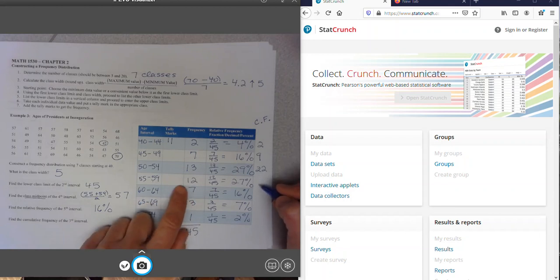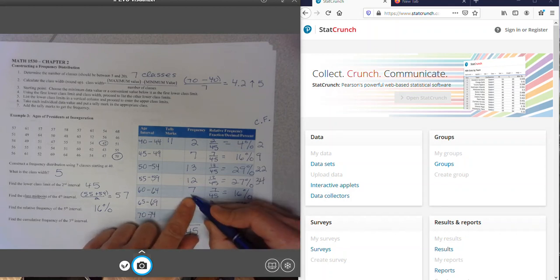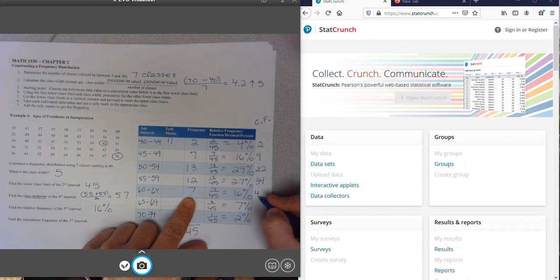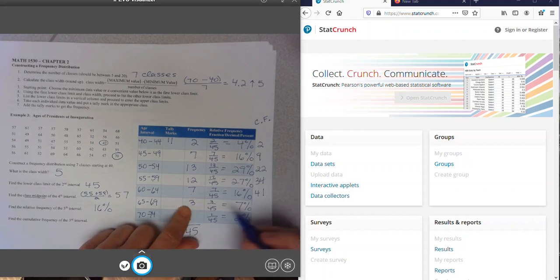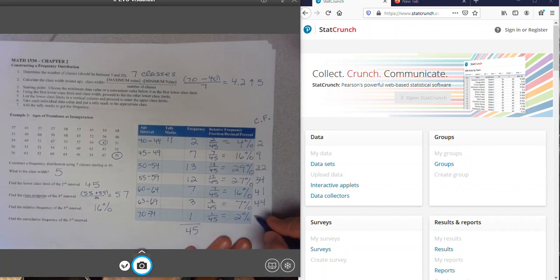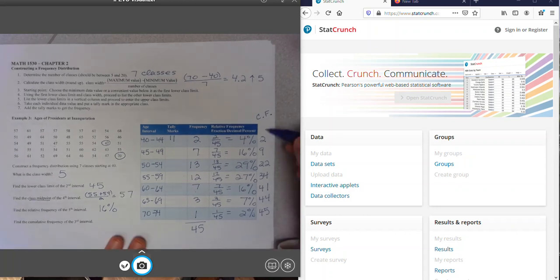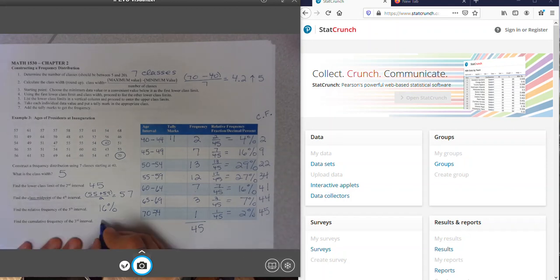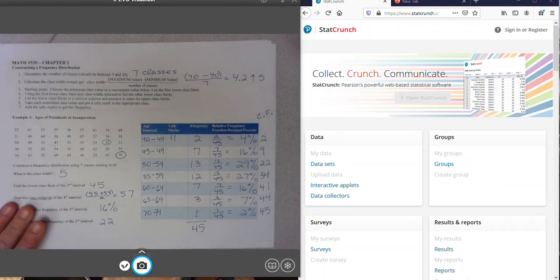And then for the next class, we now have 12 more. So you take the 22 plus the 12, that's a total of 34. Adding 7 more gives us 41. Adding 3 more is 44. And adding this last president here gives us a total of 45 presidents. So these are our cumulative frequencies. So the cumulative frequency of the third interval, 1, 2, 3, would be 22.